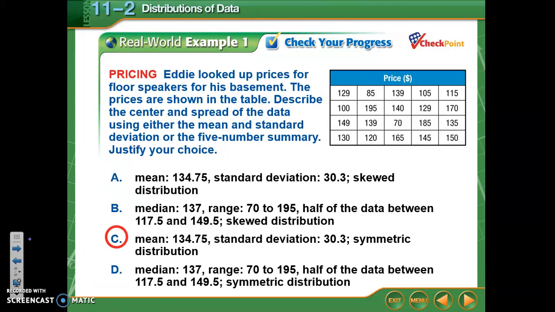In this case, the mean and the standard deviation are better because this is a symmetric distribution. On Google Classroom, I left you a histogram generator, so hopefully you could use that since you don't have the calculators right now, to find a histogram, and you would have been able to look at that to decide to find the mean and the standard deviation.